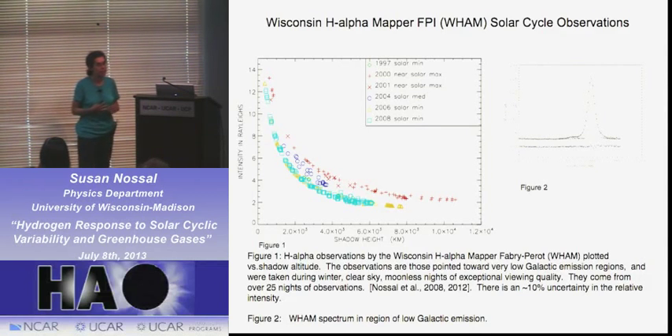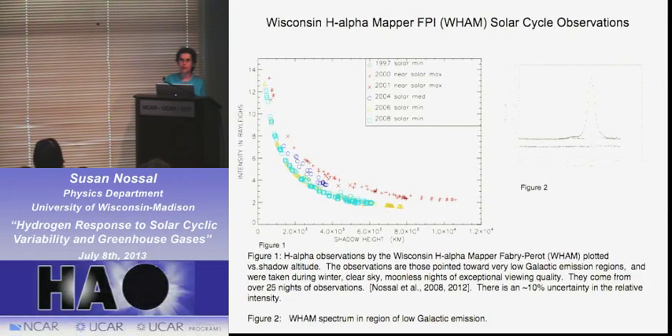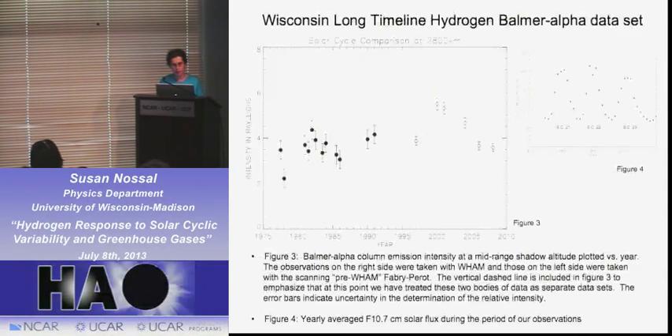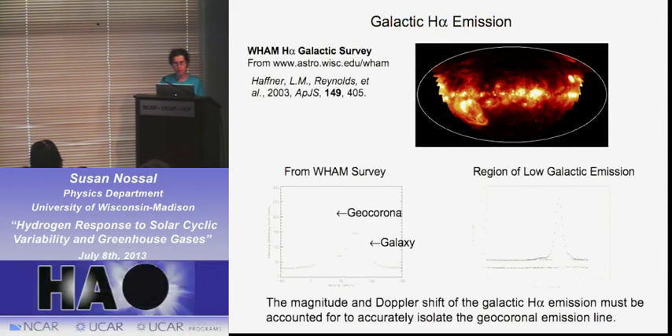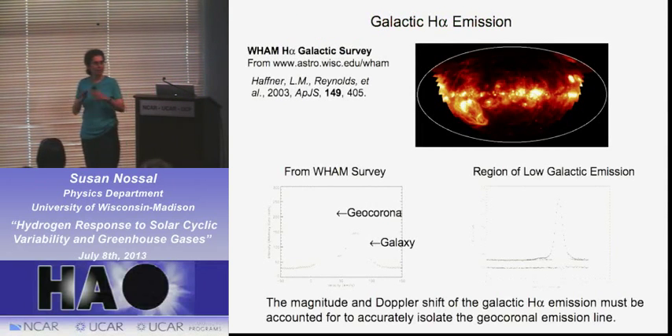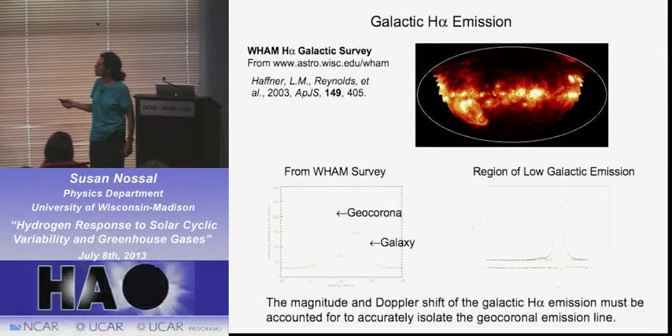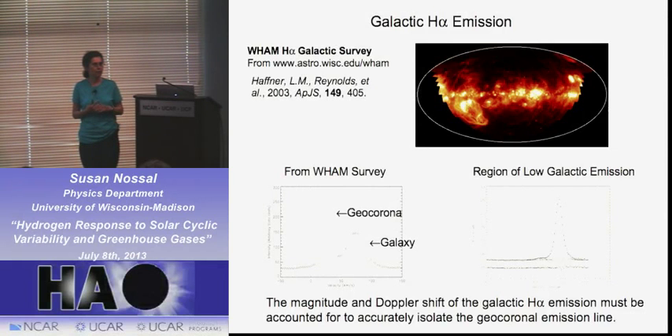Yes, please. Is there a lower limit to the galactic emission? You mean, depending on where you're looking? Yes, there is. These were taken, I think, with less than about 0.2 Rayleighs emission. I will actually show that in a moment. This is a map of the galactic emissions across the sky, and so there are particular regions that produce less emission than others. Does that address your question a little bit?